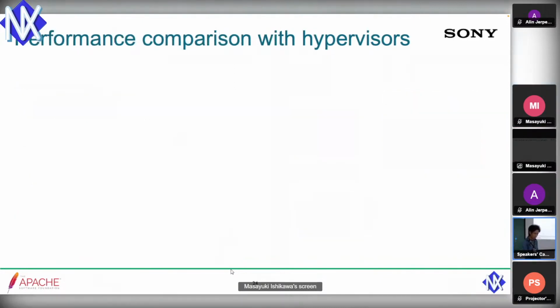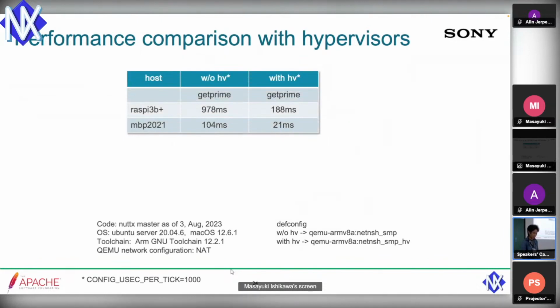And this shows the performance comparison with hypervisors. The first chart shows the getprime performance. getprime is an application to find prime numbers. A smaller score means higher performance. And as you can see in this chart, using a hypervisor is almost 5 times faster than without hypervisors.